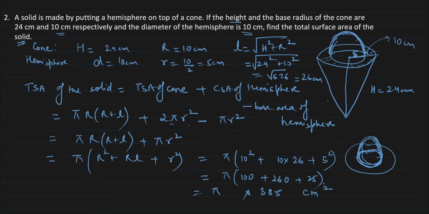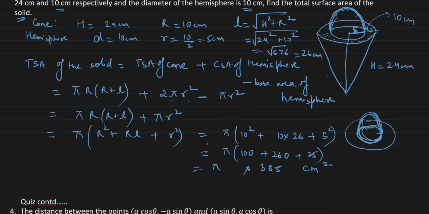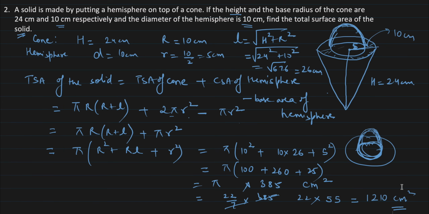In case of a case study question, you can leave your answer with pi if they have not asked you to use the value of pi, because a case study does not carry that many marks. But in your main 2 marker, 3 marker, 4 marker and 5 marker questions, you need to solve it. So let's put the value of pi as 22 by 7 into 385. I can cancel this with 7. What will I get? 7 fives are 35, again 5, so 55. So 22 into 55, the answer will be 1210 centimeter square. It's in centimeter square, right? So we have done.